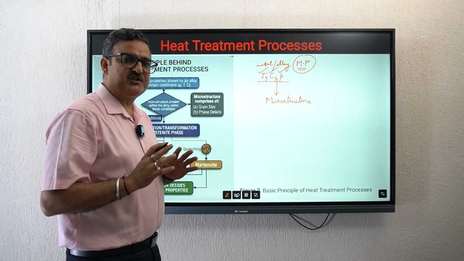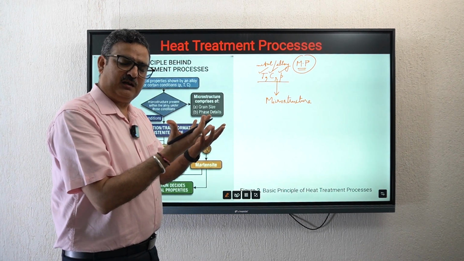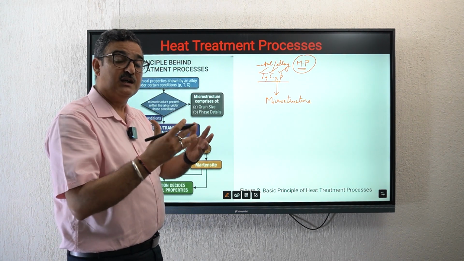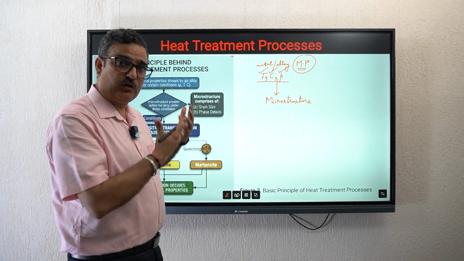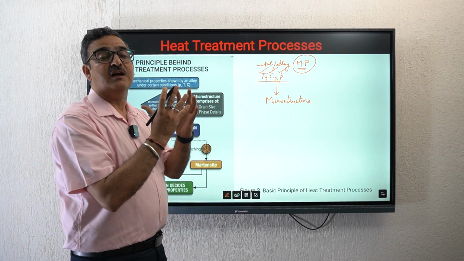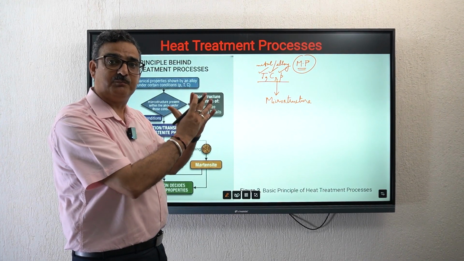So under some given conditions where mechanical properties are being investigated, mechanical properties are being given of some specific value because the material system, alloy or the pure metal, has got some peculiar microstructure hidden in it under those conditions of temperature, pressure, composition.